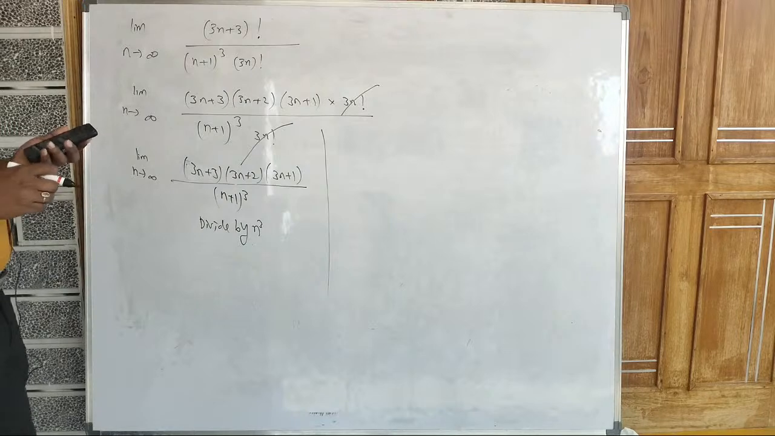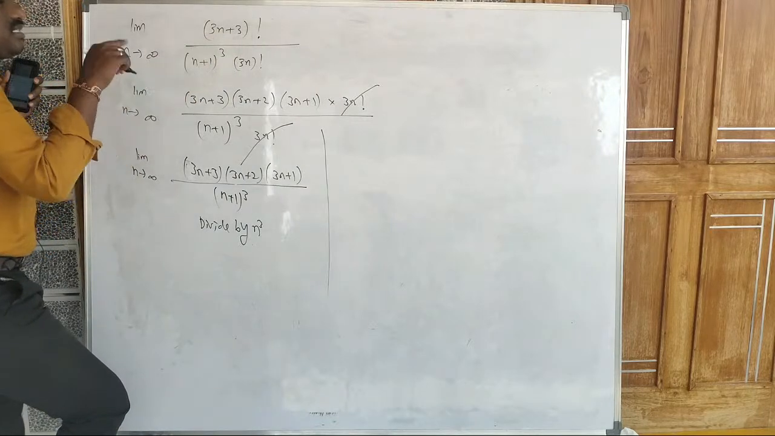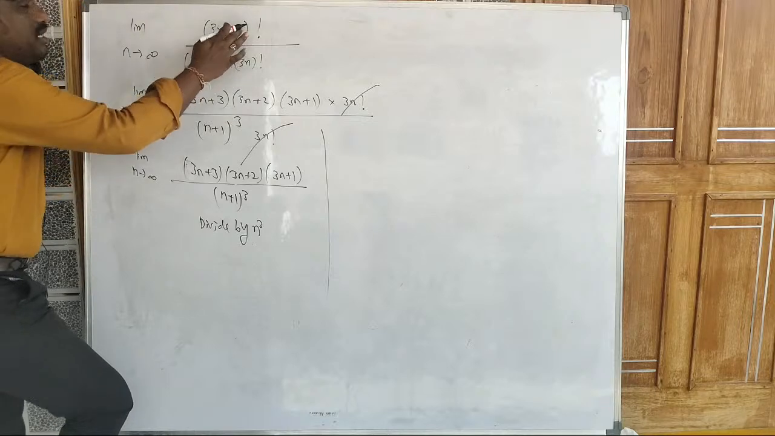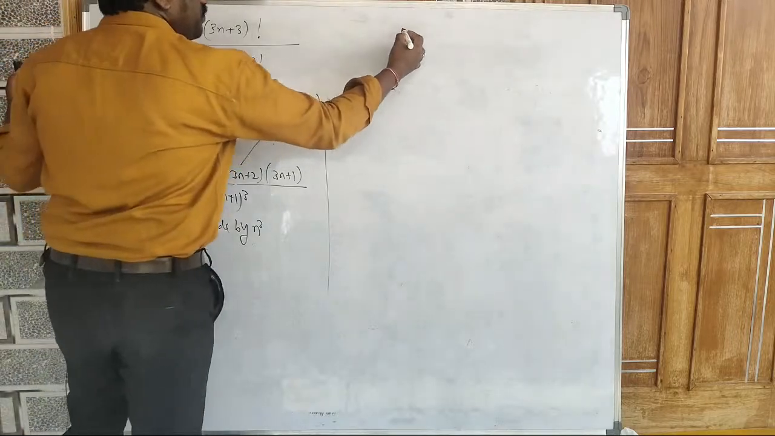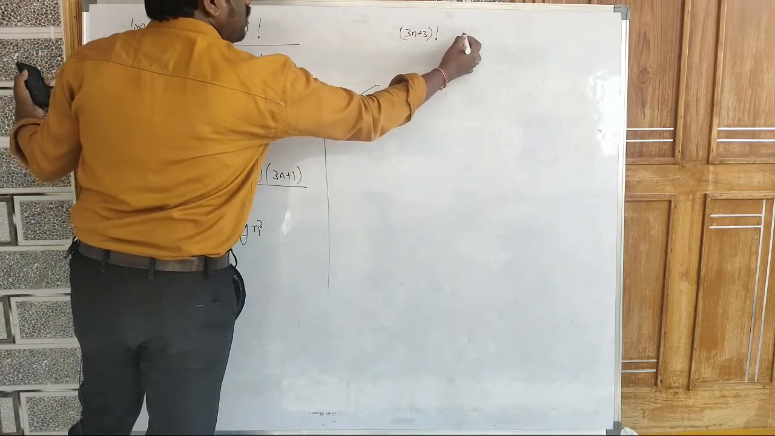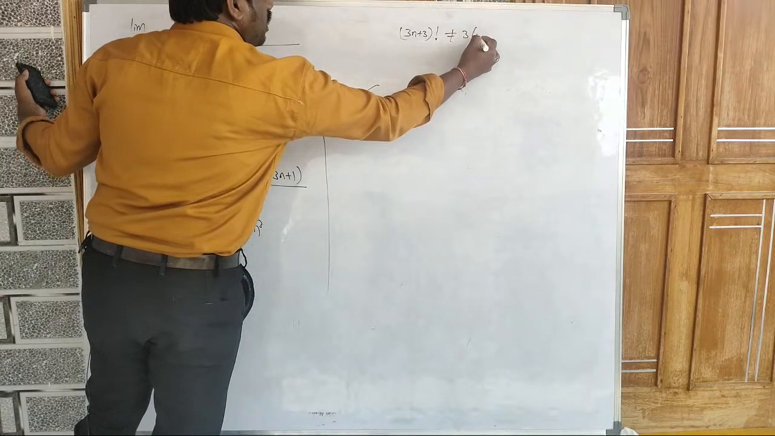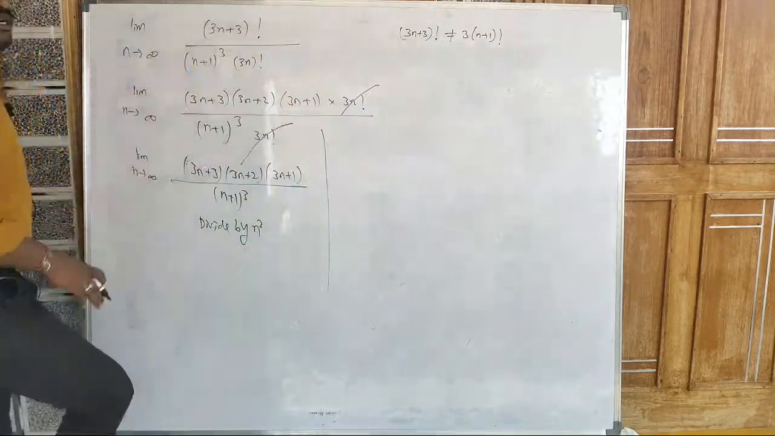Cancel 3 factorial? Yeah, no. See this here, 3n. This is 3n plus 3 factorial. A constant cannot be taken out as a common factor. Okay, 3n plus 3 factorial is not equal to 3 into n plus 1 factorial. These both are not equal.